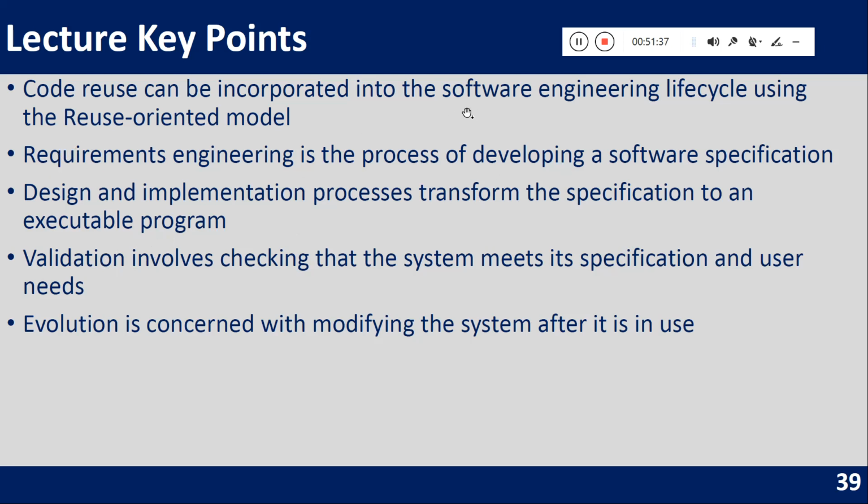And requirement engineering is the process of developing the software specification. The evolution is concerned with modifying the system after it is used. That's pretty much it. Thank you very much.